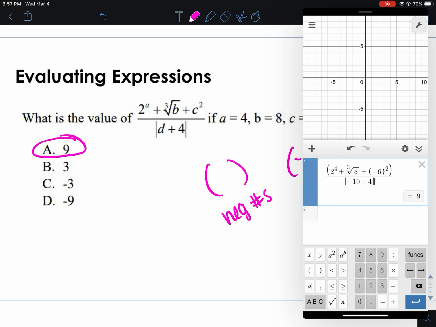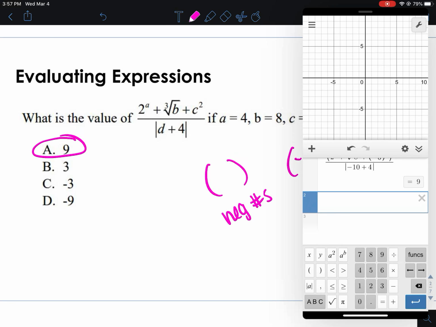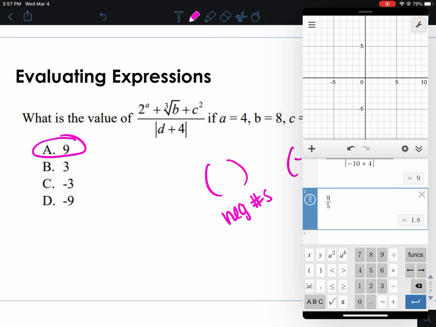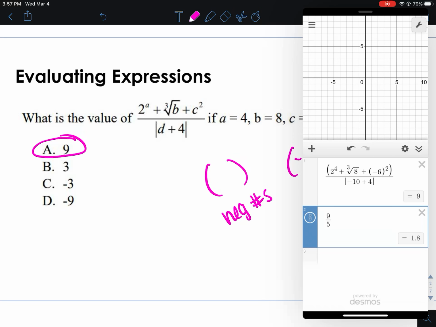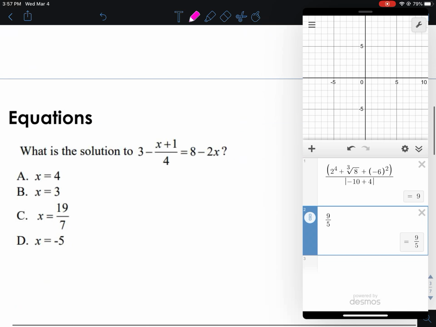But it's really fast. And if by chance you get something kind of crazy, like a decimal, you can just hit the fraction button, and it will convert your answer into a fraction in proper form, which is what we like anyway.